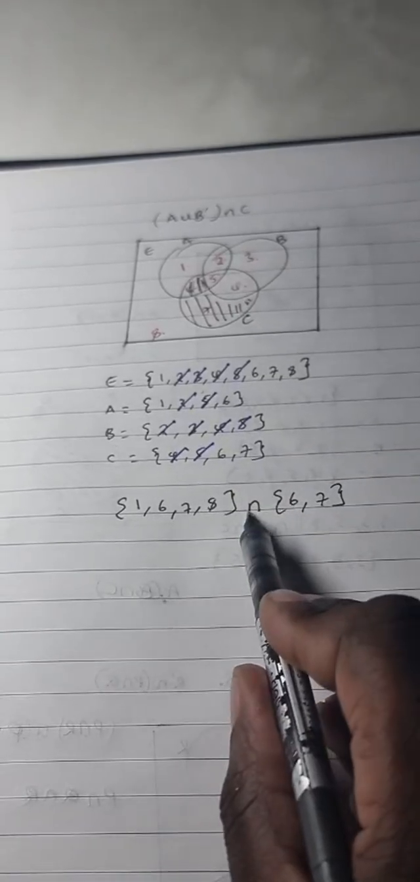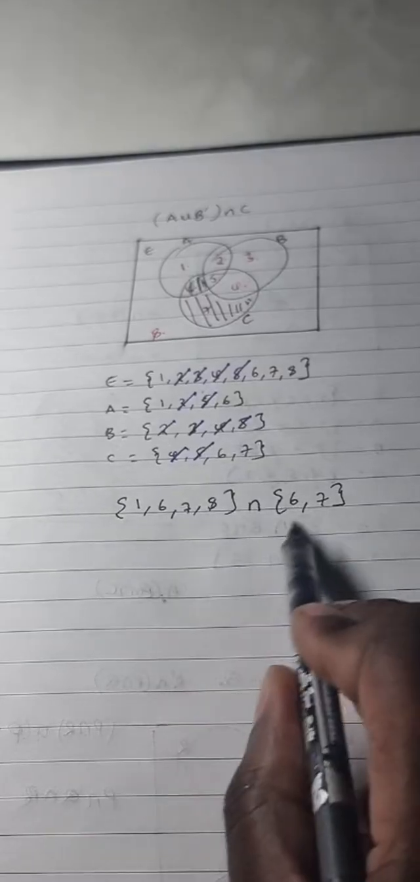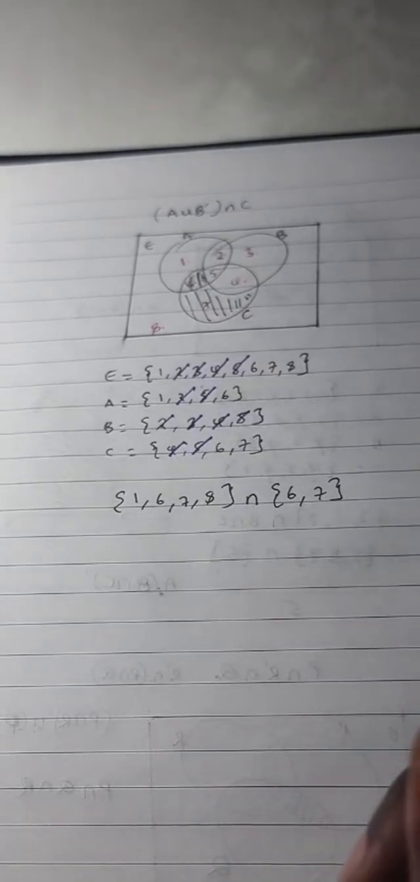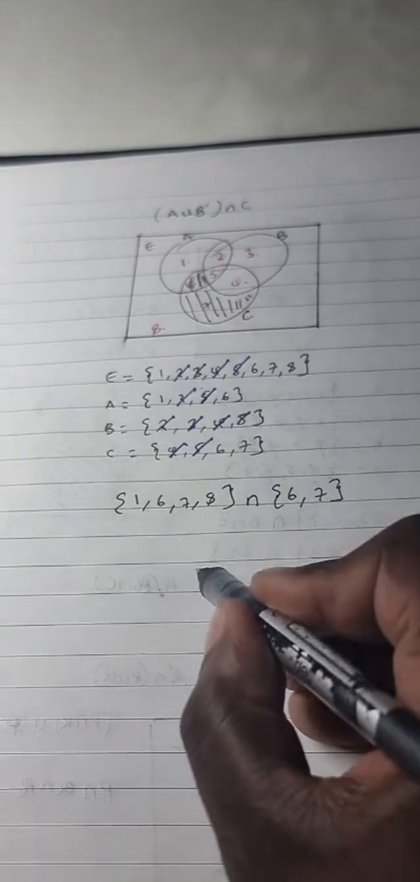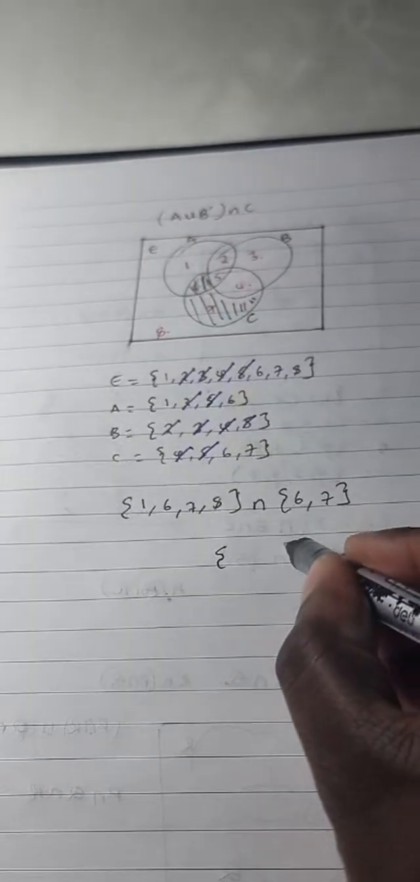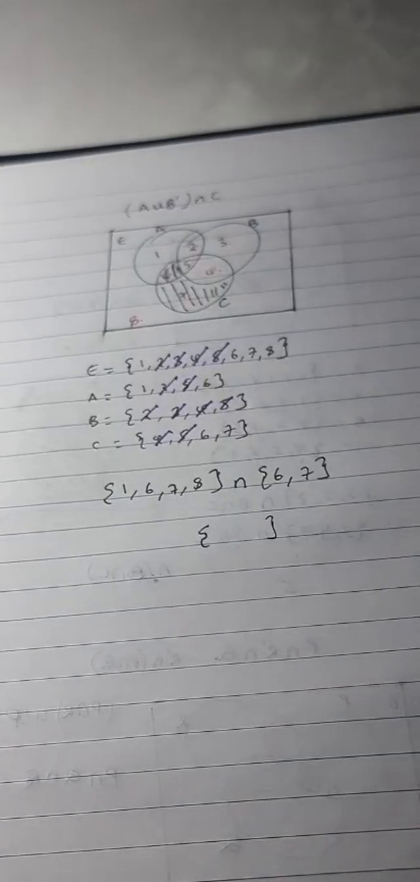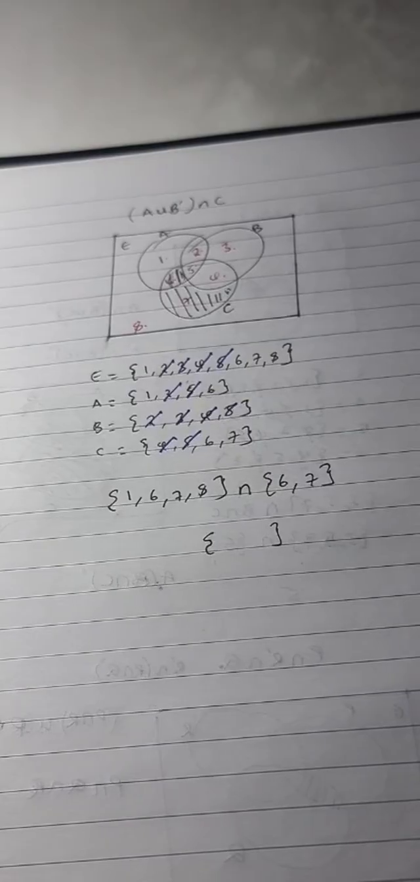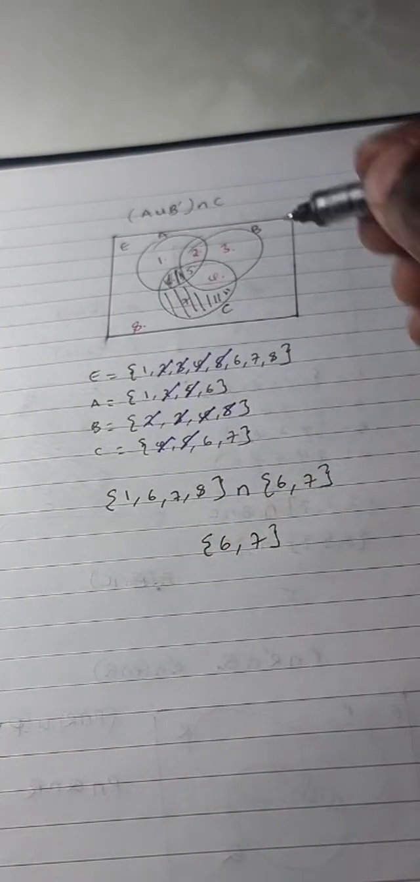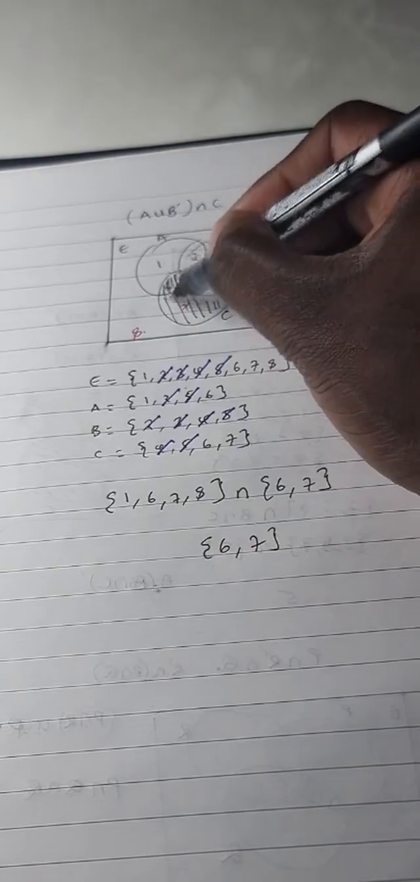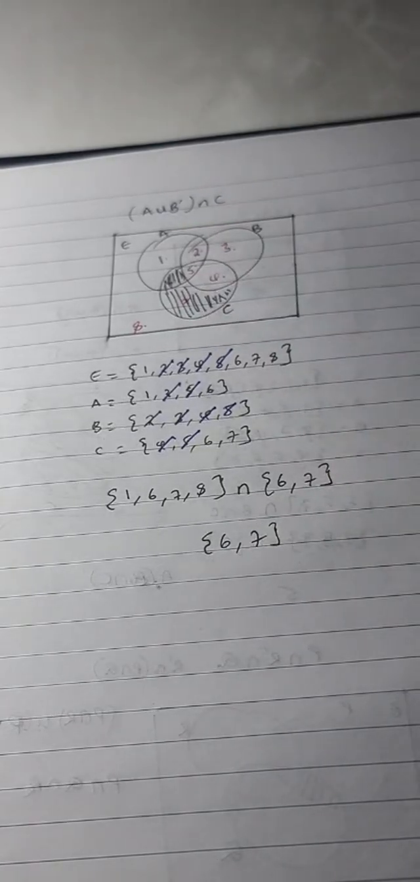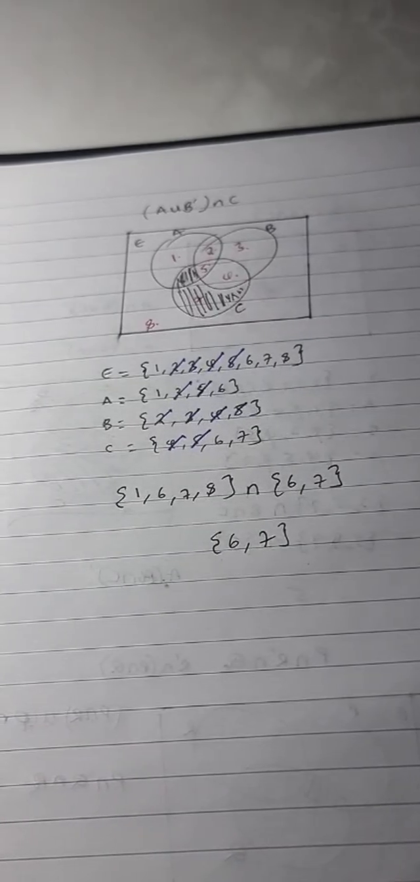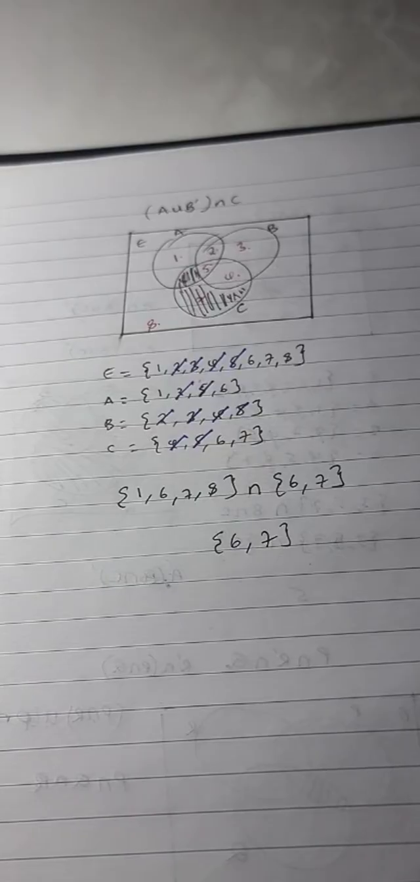Since we're intersecting, it means which elements are found here and are also found there. Which elements are those? Let me hear from you guys. Which elements are those? 6, 7. That's why I shaded up 6 and 7. You understand, right? That's why I shaded those parts, 6 and 7. Coincidentally, 6, 7.